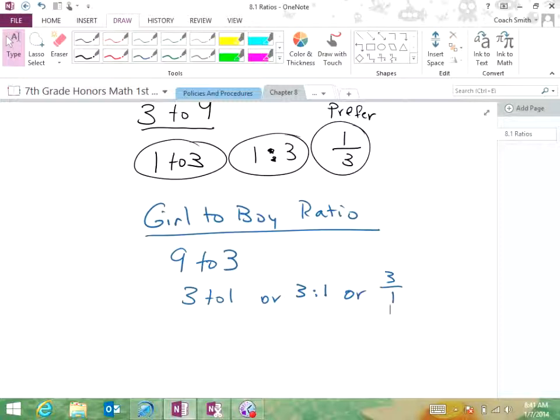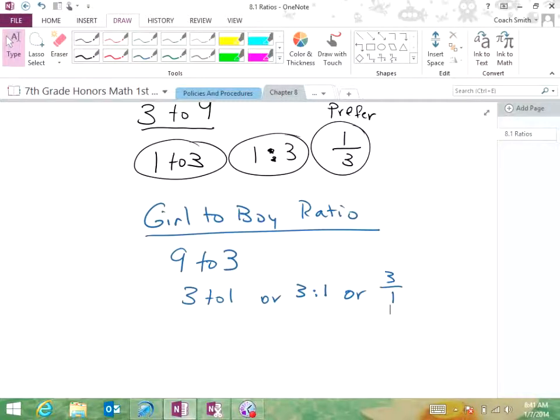Okay, we don't change it, okay, to a whole number. We just leave it as 3 over 1. All right, because we're talking about a relationship between two numbers. So if the definition is it's a relationship of two numbers, we got to have two numbers.